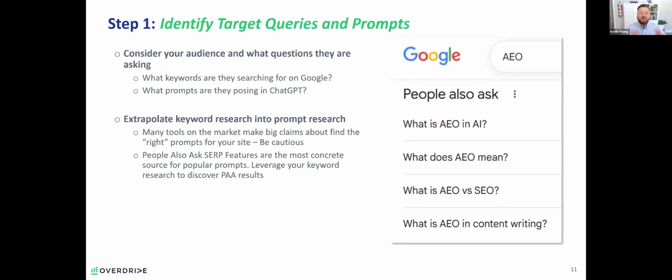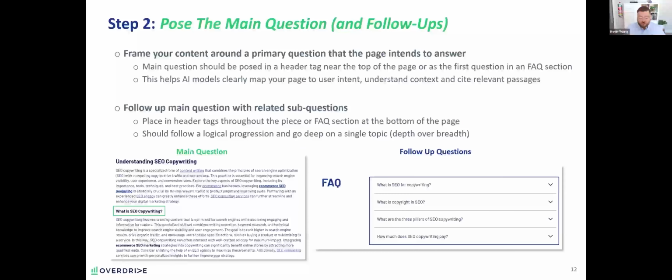So now that we understand the keywords we're going after and the prompts and the questions we're trying to answer, now we need to form our topic or content around a main question. So we want to pose a main question and follow-up questions. We need to frame our content around a primary question that the page intends to answer. Your page should have a purpose, and that purpose should be answering a question that you know your users are going to be asking.